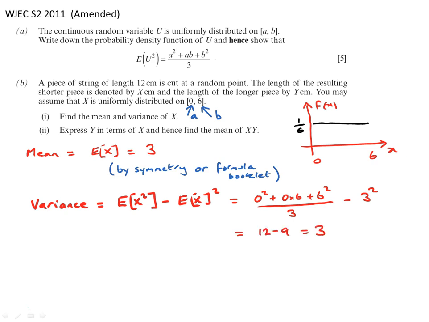If we simplify that, then we've got 0 squared plus 0 times 6 plus 6 squared is 36, divided by 3, which is 12. Then we've got to take away the 3 squared, which is 9. So we're ending up with the variance equal to 3. Now again, that result could have been obtained from using the formula given in the formula booklet.